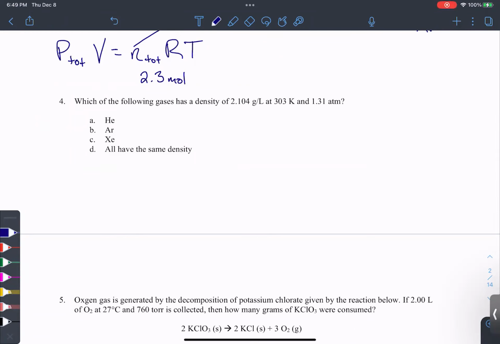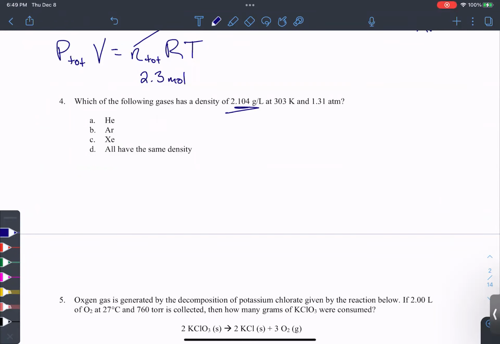One's going to float, one's not going to float, right? Why? Because their densities are different. So how do we calculate the density of those gases? In this question, I'm asking which one of these has this density. But why don't we just calculate the density of all of these gases? It's not that bad, I promise.